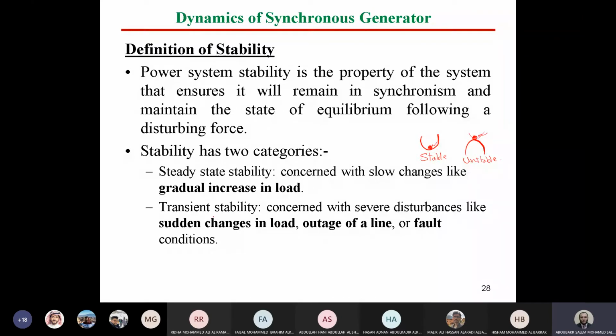Transient stability is considered at certain disturbances, like a sudden change in load, like an outage of a line, open circuit for instance, like a fault, short circuit for instance. So these are considered as transient stability issues. Okay, guys, so we have steady state stability and we have transient stability.